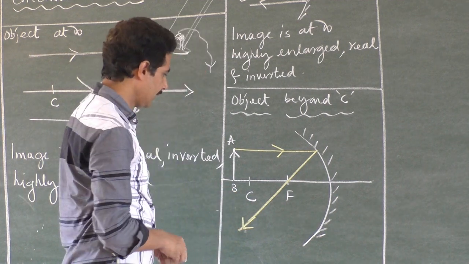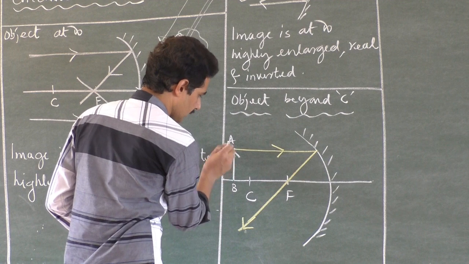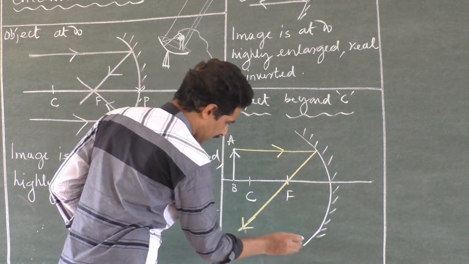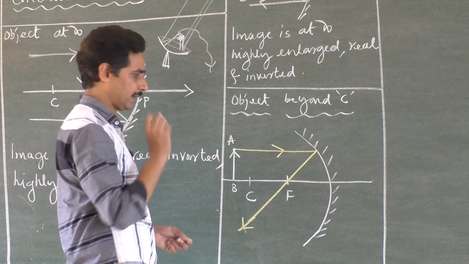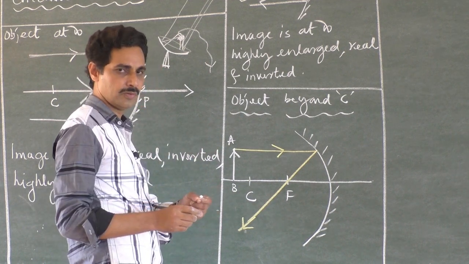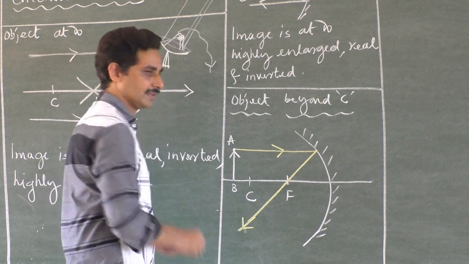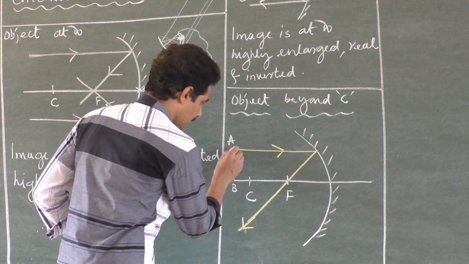Now let me consider another ray of light, which is incident. Of course, you can pass it through the center also. That is also possible. Pass a ray of light through the center, it gets reflected back in the same path. But we will follow the ray which is in the NCERT syllabus, so that you can write the same answer in the exam also.